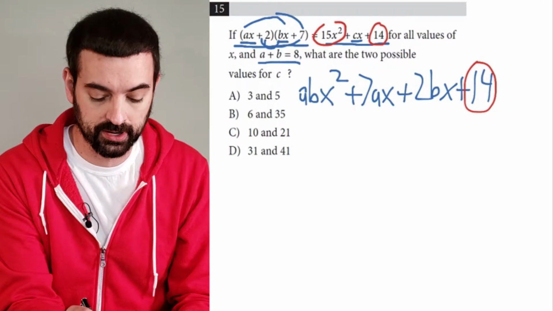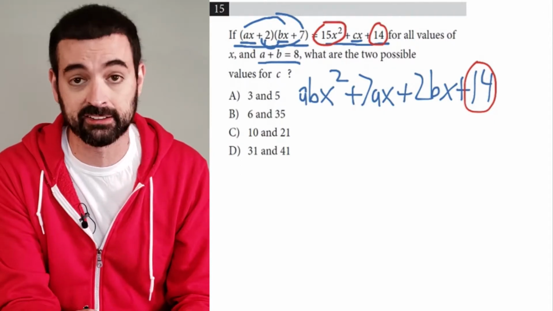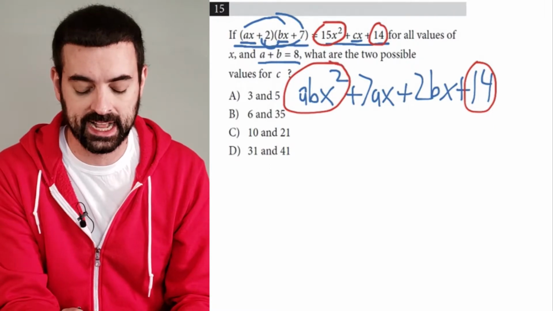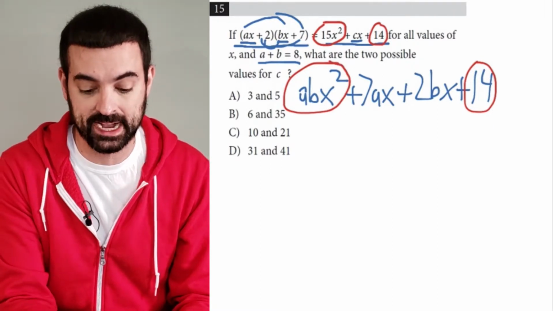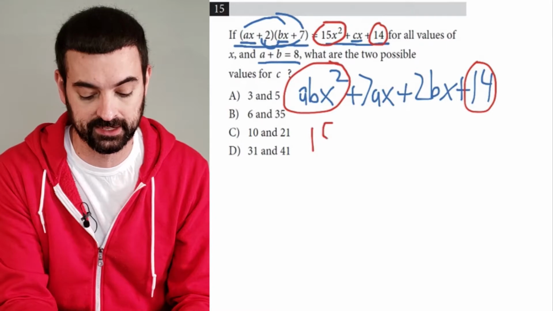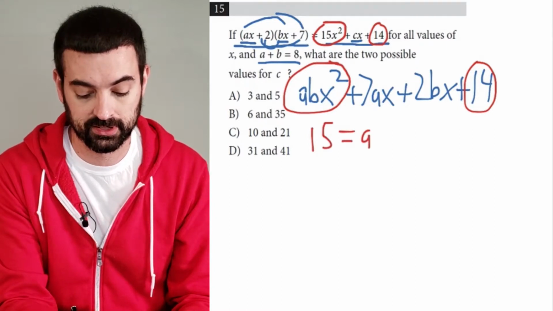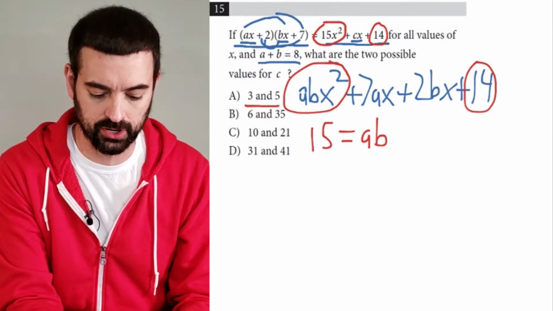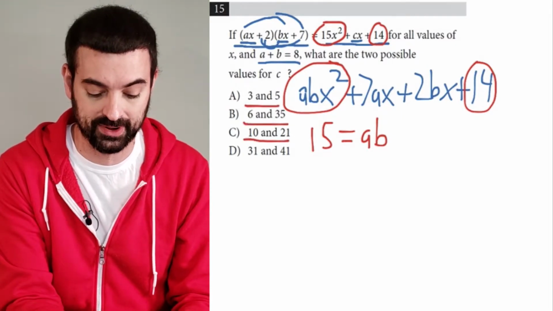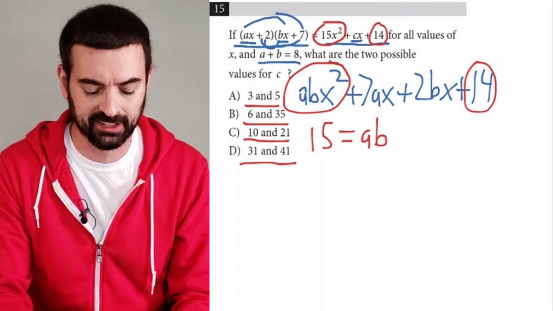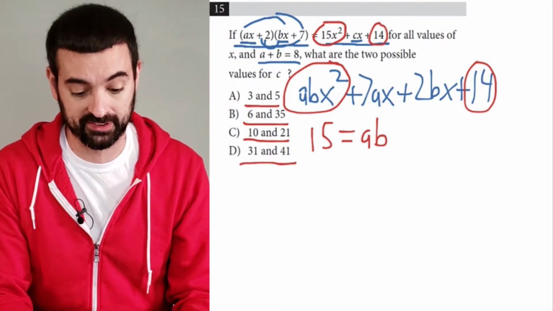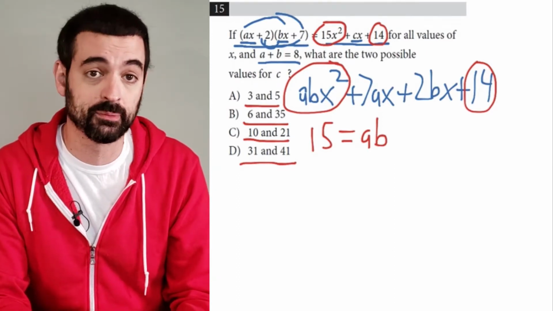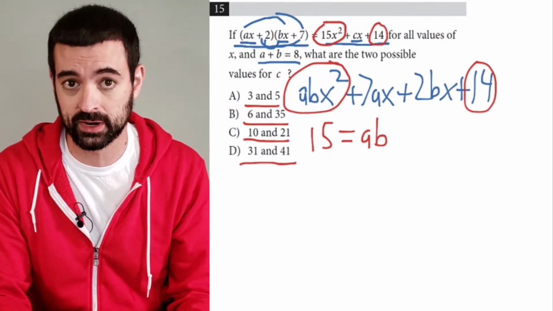15x squared should be equal to whatever the x squared coefficient is down here. So if 15x squared equals abx squared, we can say that 15 equals AB. Look at our answer choices. We're dealing with all whole numbers, so we're probably not going to have any decimals or fractions. Let's think about two numbers that have a product of 15. The first two numbers that come to mind for me are 3 and 5. We could also say 1 and 15.